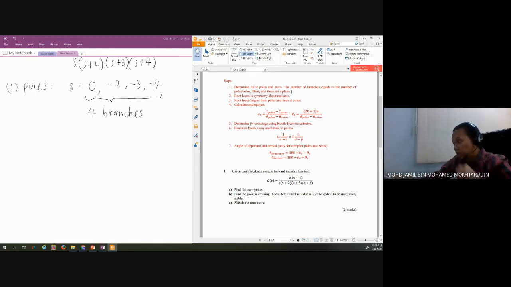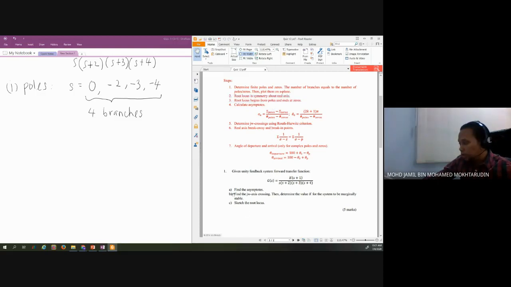So now we look at rule number 2. Rule number 2 says it should be symmetric about the real axis. We can skip this first because for symmetry we need to sketch the root locus to be symmetric. And then rule number 3, the root locus begins from poles and zeros. We can also skip this first because later we will sketch them using these 2 rules.